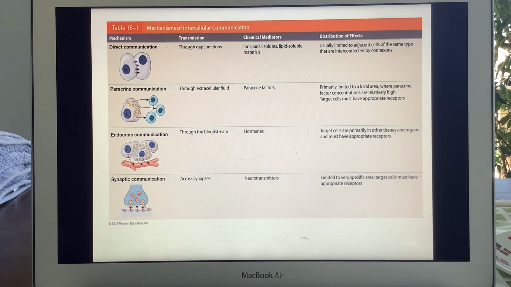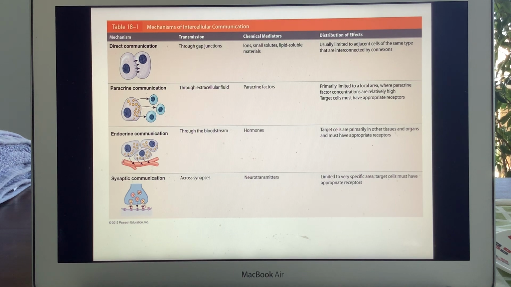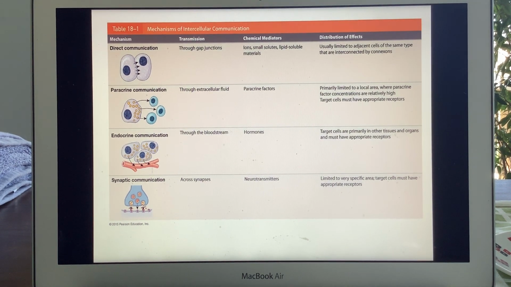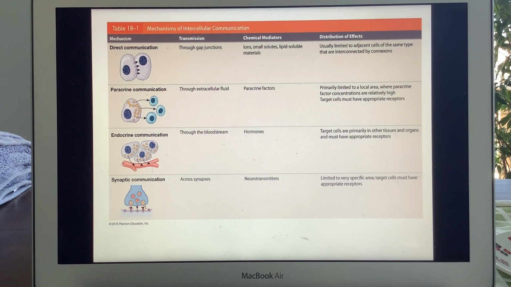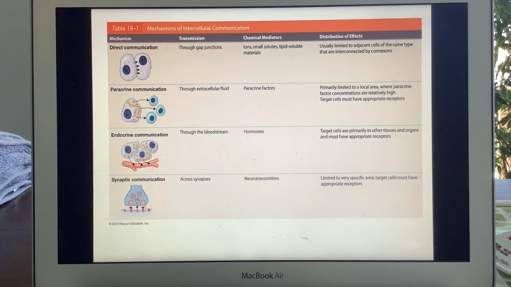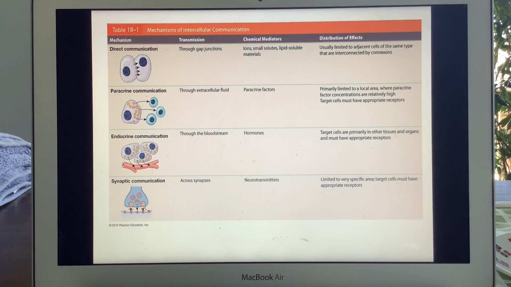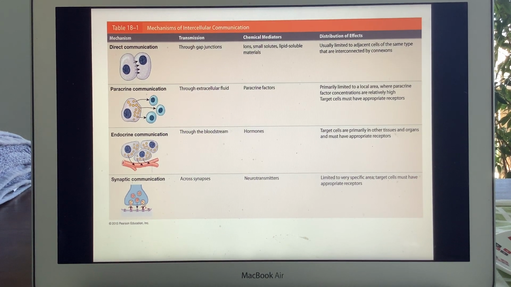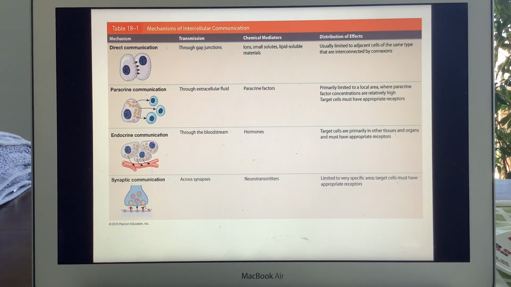Intercellular implies that it's between 2 cells. This is table 18-1 on page 612 in your textbook. This table shows the mechanism of intercellular communication, how it's transmitted, what the chemical mediators are, and the distribution of effects. If you've had me before, you'll know that this is going to be a compare and contrast question. Whenever we say a compare and contrast question, we say how are they alike or how are they different?